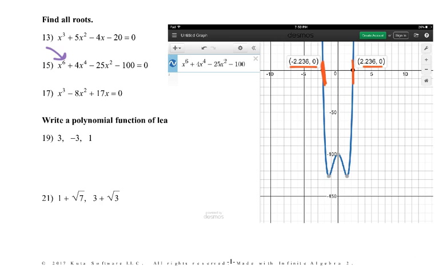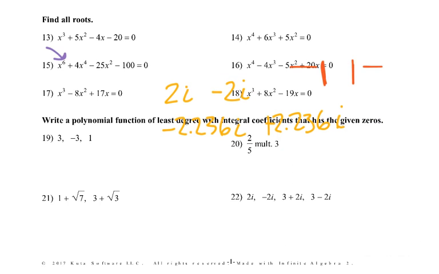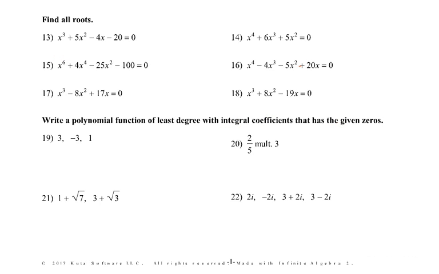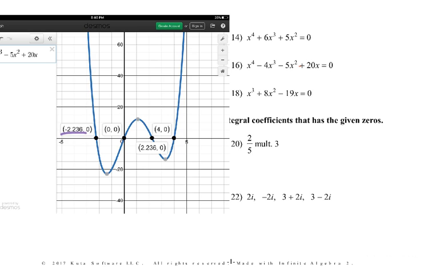So if we do it in the calculator, we'd end up with also having 2i and negative 2i, because they always come in pairs. And then negative 2.236i and positive 0.236i. Okay? And that would give you all 6 of them. So that's the reason why I say it's a good idea to just use the calculator tool to get those. Okay? 16 has a degree of 4, so when we graph it, we can see that we've got our 4 roots, all 4 of them right here.